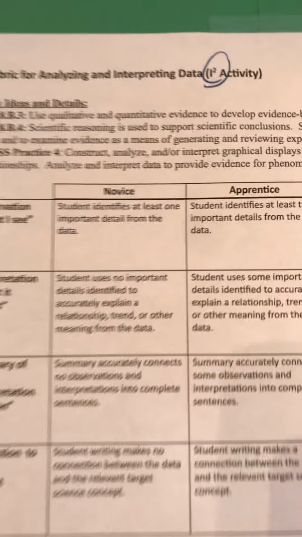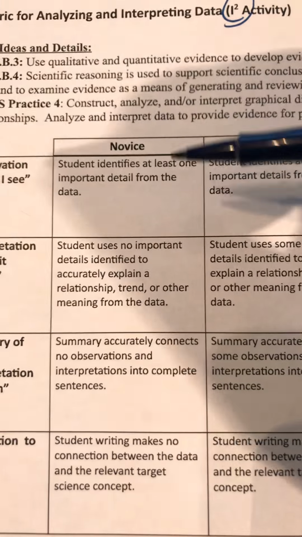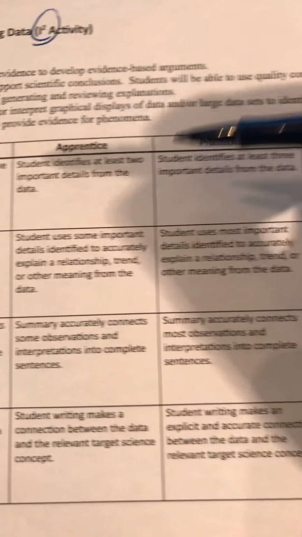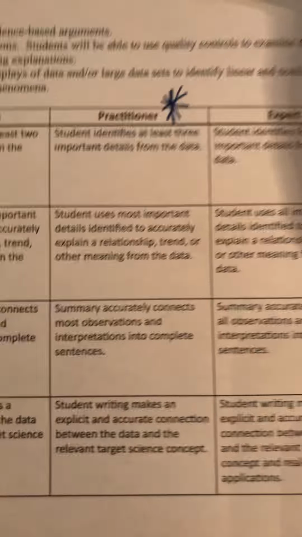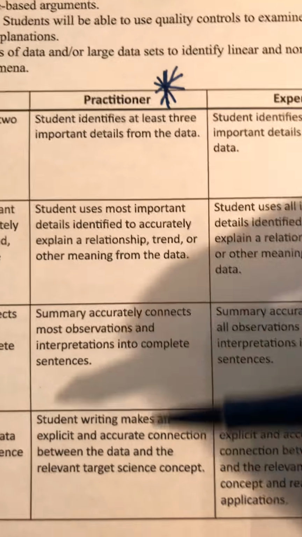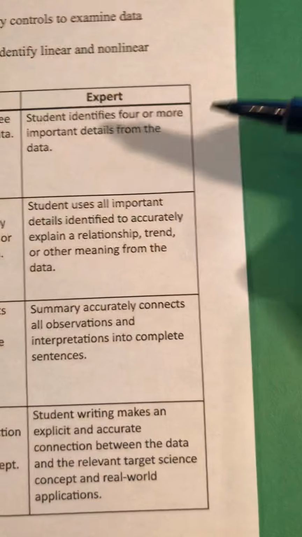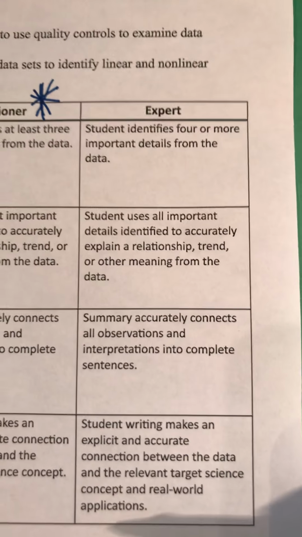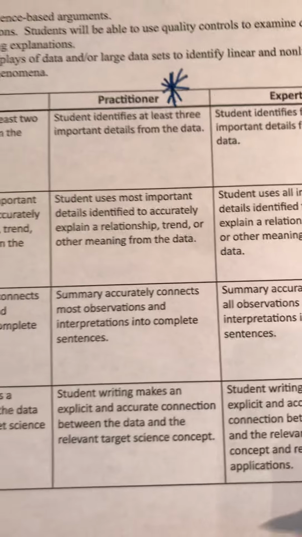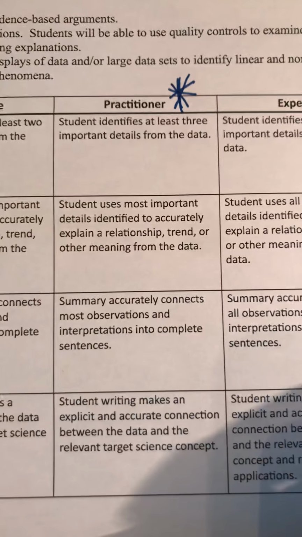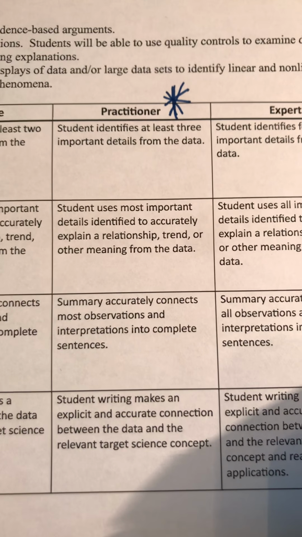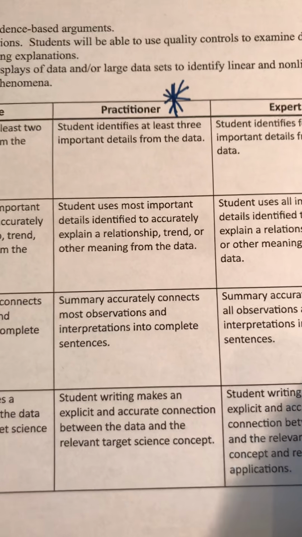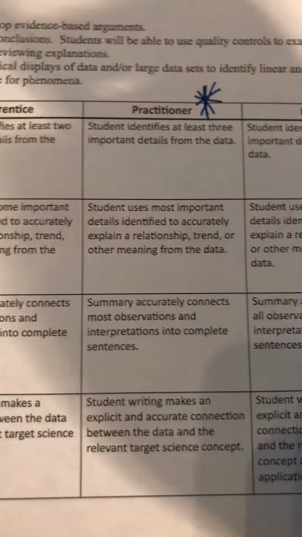Okay? So I know that you know how to read a rubric. This is our novice column. Okay, apprentice. And this is where we want to live. We want to end up in the practitioner. But some of you will touch here on expert. So this is the column that you're going to be focusing on. Okay, and there are a couple of things I wanted to include here.